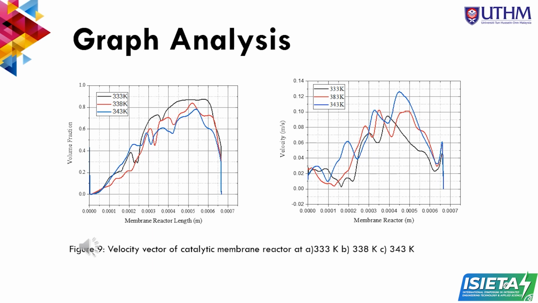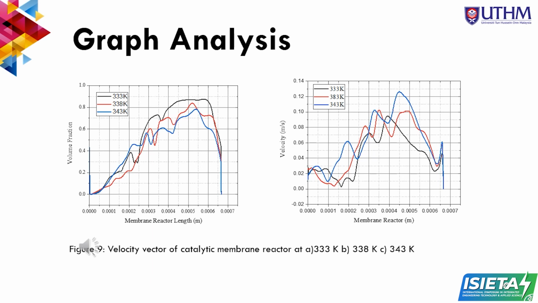Additionally, the graph primarily focuses on the velocity result because, during the transesterification process, the velocity can identify whether the flow pattern in the reactor is highly turbulent or in a low turbulence regime. The plotted velocity against distance at 333 Kelvin, 338 Kelvin, and 343 Kelvin is shown in Figure 10. The figure shows the flow characteristics in the catalytic membrane reactor along the centerline axis.